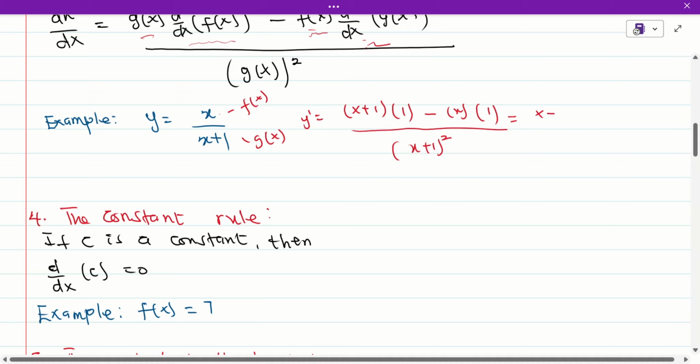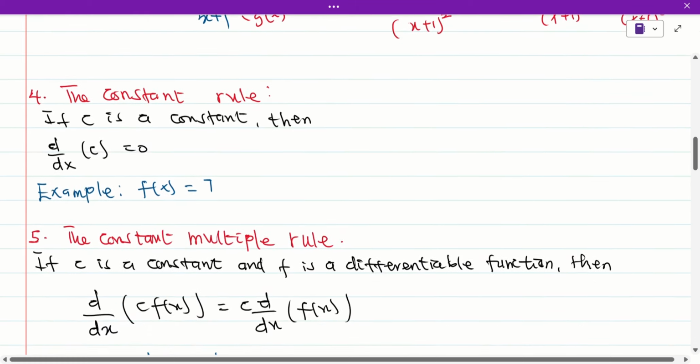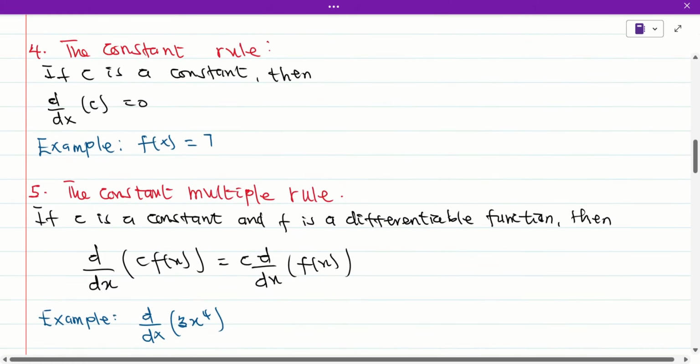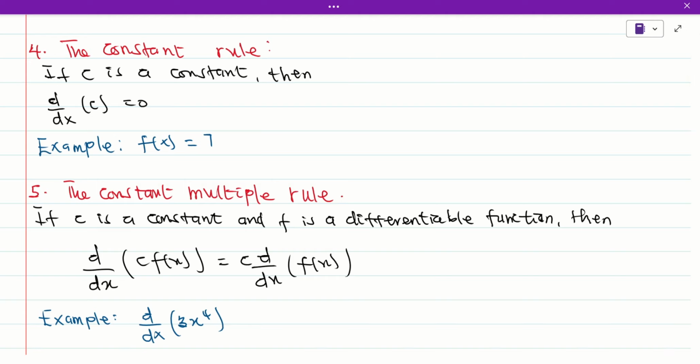So we are going to get x plus 1 minus x over x plus 1 all squared, which is 1 over x plus 1 all squared. We get it. So that's the quotient rule. Now, the next rule is the constant rule. The constant rule says that if c is a constant, then when you differentiate c, you're going to get 0. So whenever you differentiate a constant, you're going to get 0.